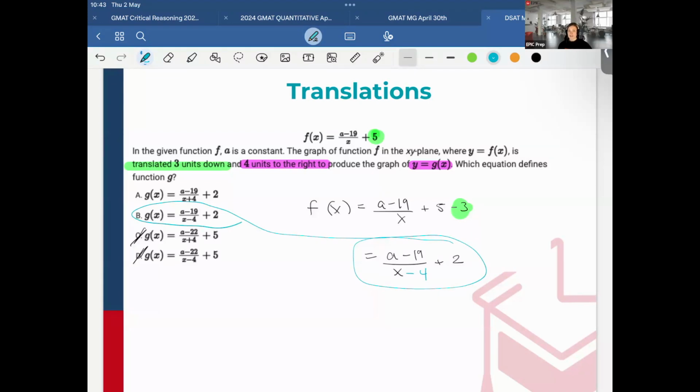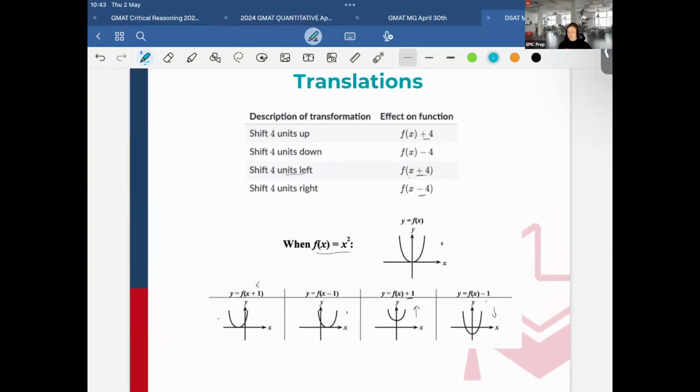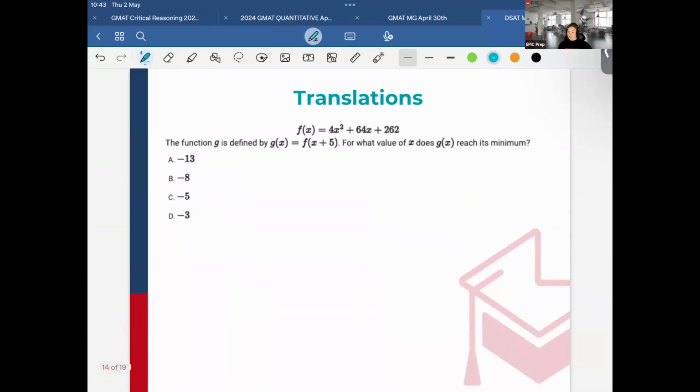And you see, that's solely me having a really good grasp on what translations do to graphs. So make sure you know this. Could be useful, right? Shifting to the right, subtracting. Okay, let's see another one.